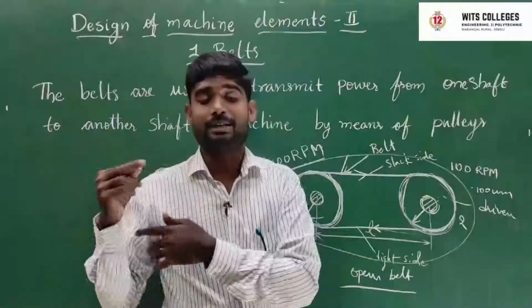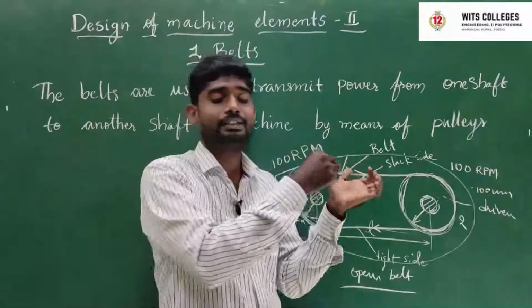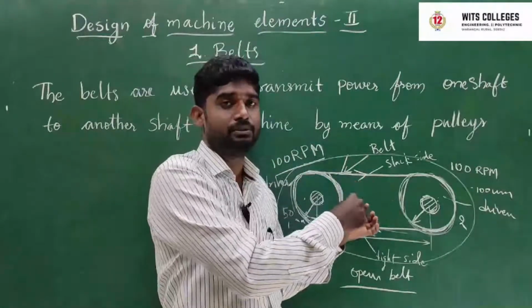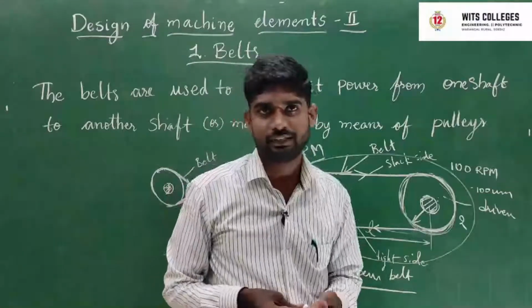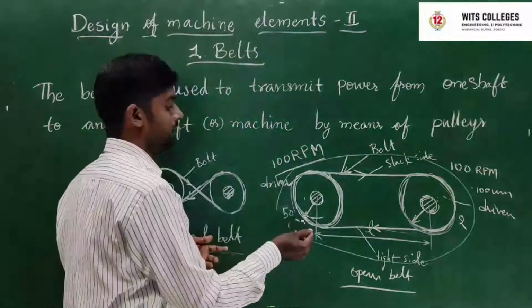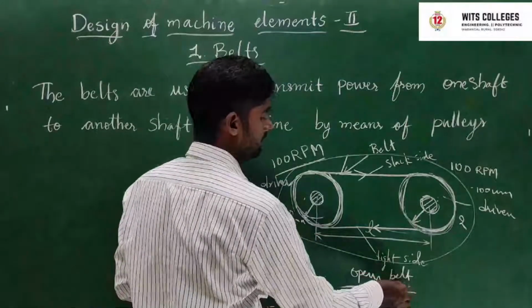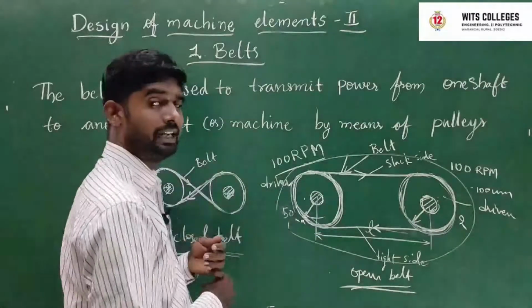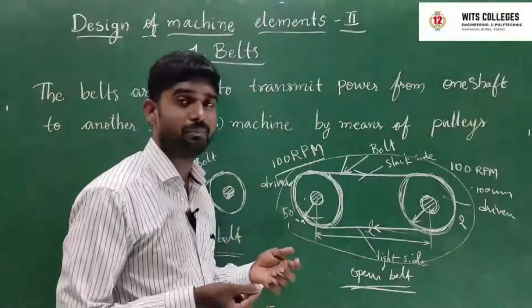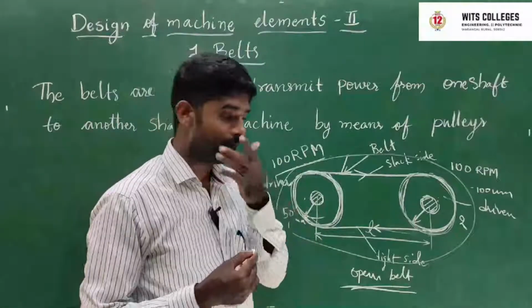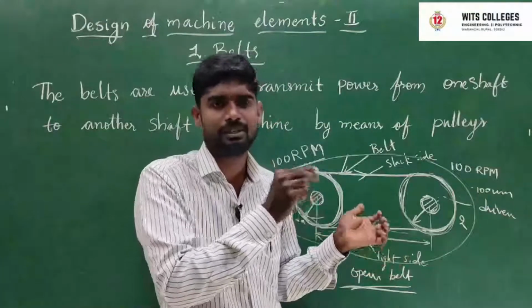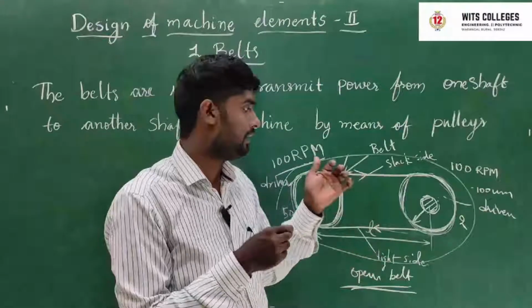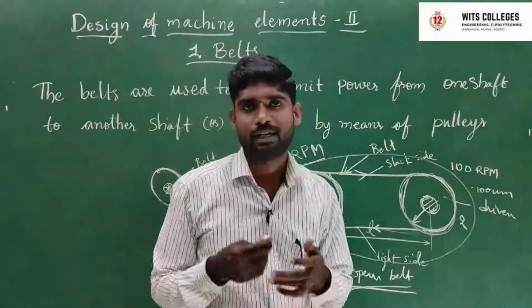Next, the fourth one is the conditions under which the belt is used. In this, we use an open belt drive and a closed belt drive. What is the use of a belt? It transmits power from one place to another, or from one shaft to another shaft. This is one application. These are some of the factors.